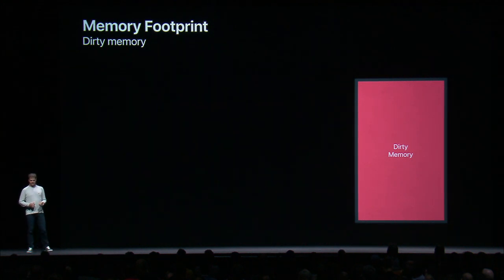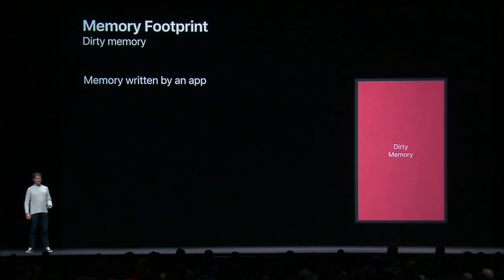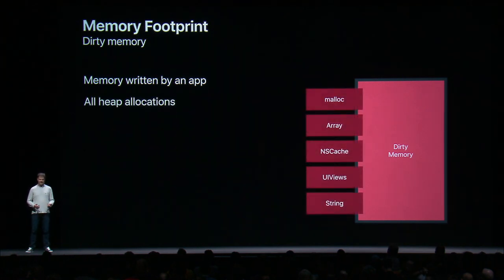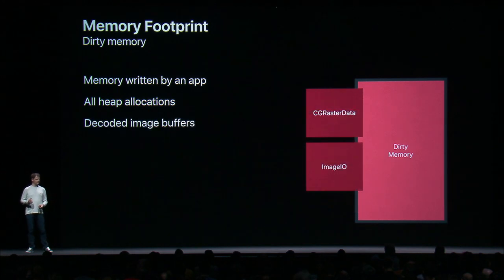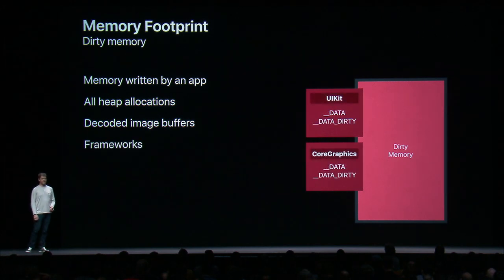Dirty memory is any memory that has been written to by your app. Now, these can be objects, anything that has been malloced, strings, arrays, etc. Can be decoded image buffers, which we'll talk about in a bit. And it can also be frameworks. Frameworks have a data section and a data dirty section as well. Now, those are always going to count towards dirty memory.